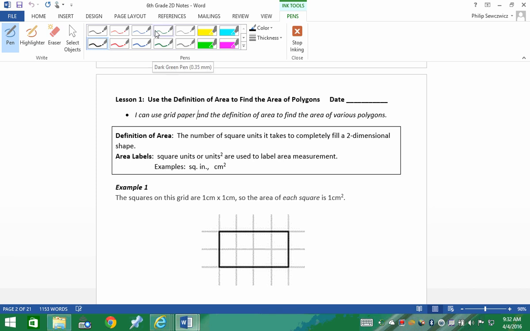Oh, get ready, people. Here it comes. It's area. Area of polygons. Yes, yes, it's time to reach for your hazmat suits. Put on your protective gear. All right, let's get into this.